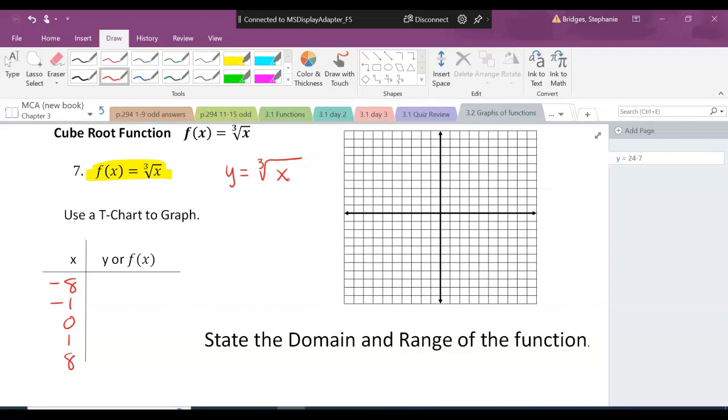Do you remember when we found inverses, what did we do with our x's and our y's? We switched them, right? So that's essentially what's going to happen here in our graphs. What's the cube root of -8? -2. What's the cube root of -1? Cube root of 0? Cube root of 1? And cube root of 8? Okay. So graph those points.